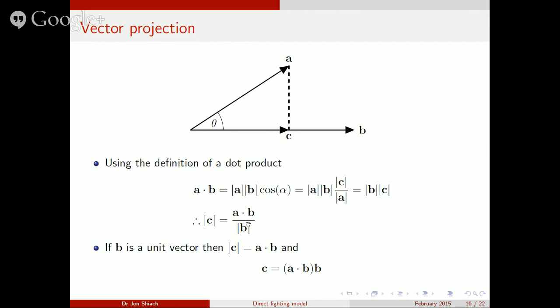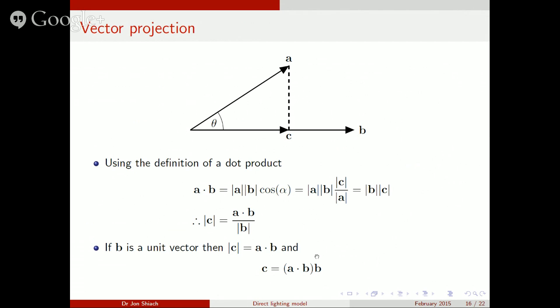Now, let's say B is a unit vector, so B has a length of 1. Then the length of C is simply A dot B, because we've got A dot B over the magnitude of B. And furthermore, if we multiply B by the length of C, we get the vector C. So let's say B has a length of 1, and let's say A dot B is about 0.6. Because A dot B is just a number, if we multiply 0.6 by your vector B, you get your vector C. This is vector projection, and this is assuming that B is a unit vector.